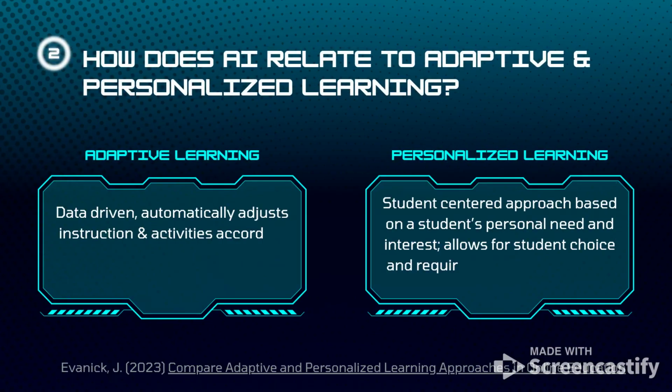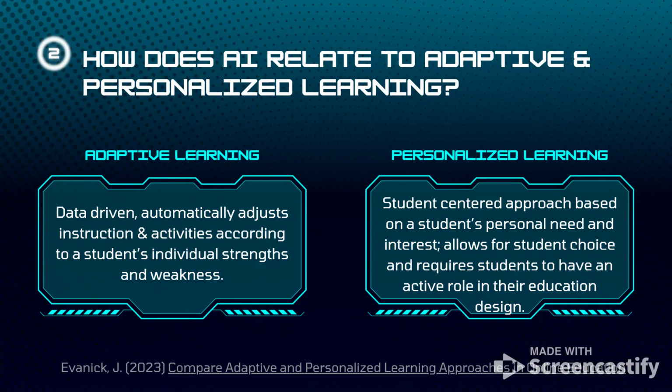How does AI relate to adaptive and personalized learning? When I asked ChatGPT to come up with a definition of AI, it used its extensive database, the internet, to create the definition you saw on the first page. Adaptive learning is similar to this.